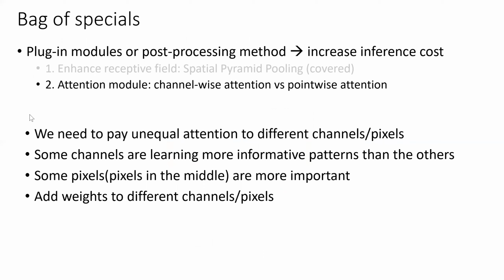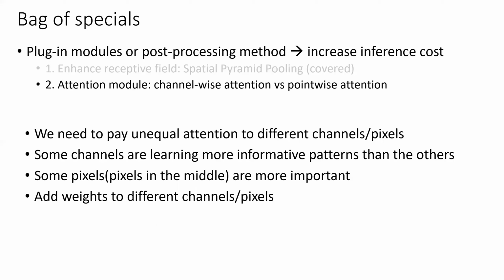The intuition is that we need to pay unequal attention to different channels or different pixels. If we believe some channels are learning more informative patterns than the others, or some pixels, especially pixels in the middle, are far more important than the pixels at the boundary, then we can add some weights to different channels or different pixels.